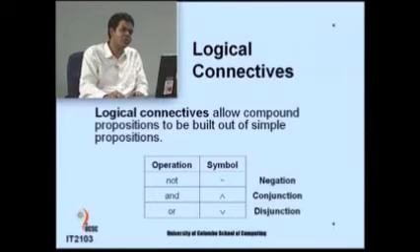Okay, let us get back to the idea of logical connectives. Now, as we saw, logical connectives allow compound propositions to be built out of simple propositions. Earlier on, we saw and, as well as or and not are also logical connectives. Now, each of these logical connectives have various symbols which are useful for denoting them in mathematical forms. The process of AND is known as conjunction, the process of OR is known as disjunction, and the process of NOT is known as negation.